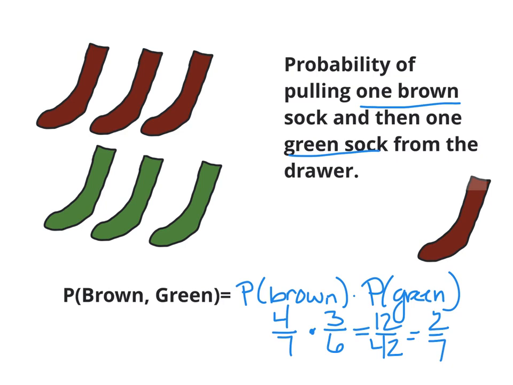This is just coincidental that it is the same probability as in the previous problem because of the number of socks that I used and the colors that I used. But it is totally different. It is the probability of first pulling out a brown sock and then pulling out a green sock.